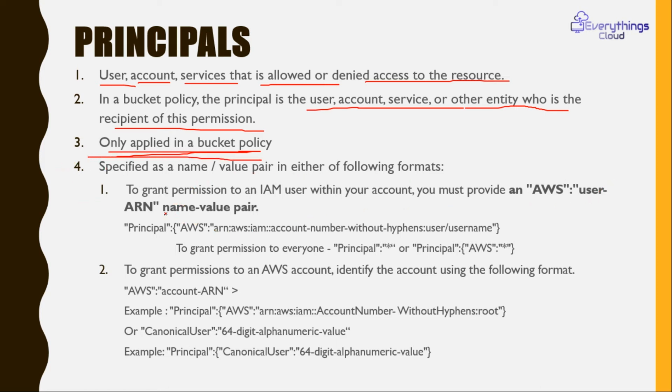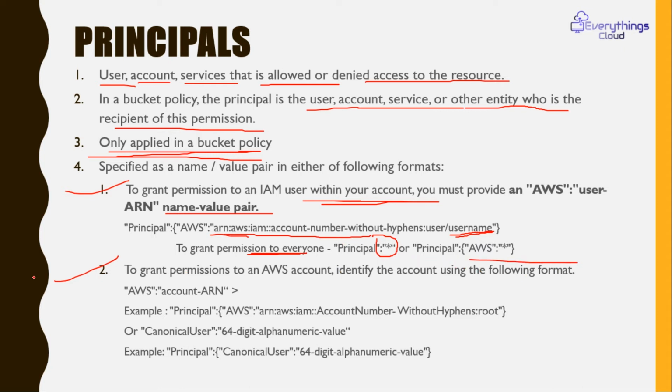Okay, so take two scenarios. To grant the permission to an IAM user within your account, you have to provide his ARN. So the ARN looks like this: arn:aws:iam, the account number without hyphens, and the username. To grant the permission to everyone, we can use the wildcard, that is star, or we can define it like this.